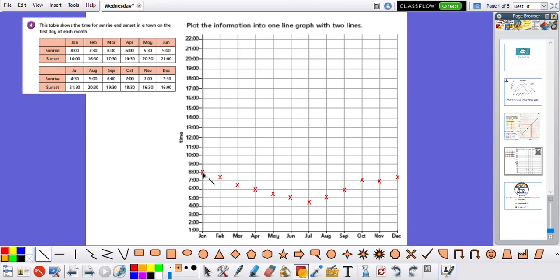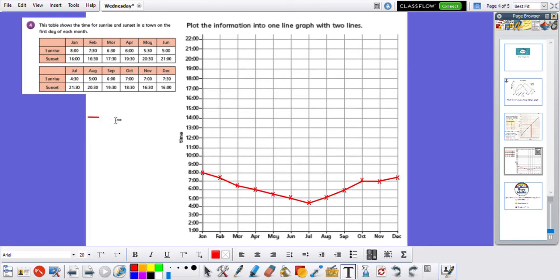So I'm carefully going to join that up. If you've got two different coloured pencils, you could do this in two different colours. If not, you could do them both with a pencil and you would need to label them. Okay? Okay, so I'm going to put that my red line is sunrise. So I'm using my key now. And then I'm going to do the next one. So, I'm going to use orange for this one.